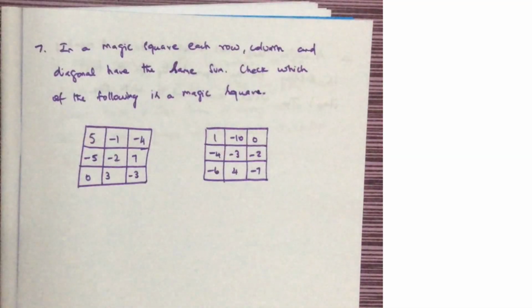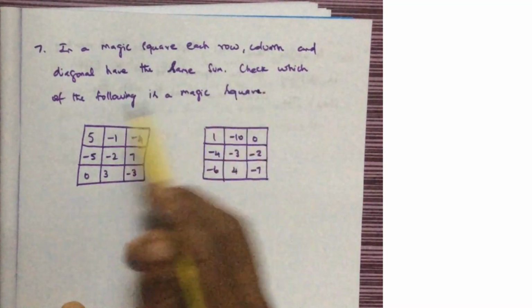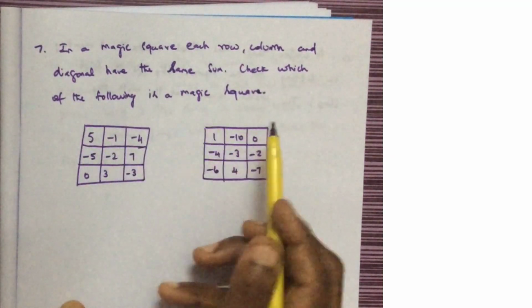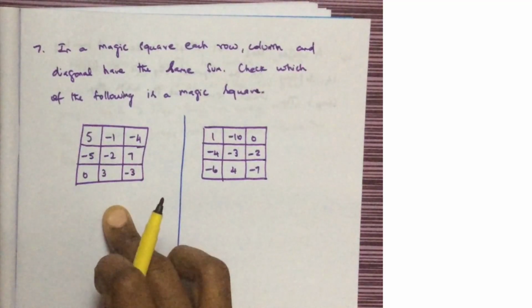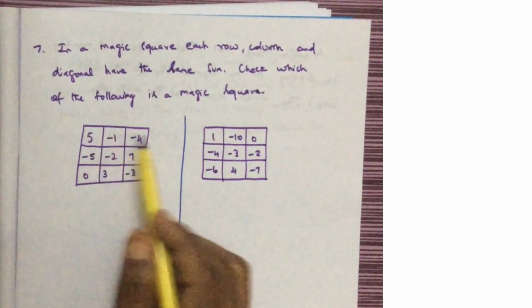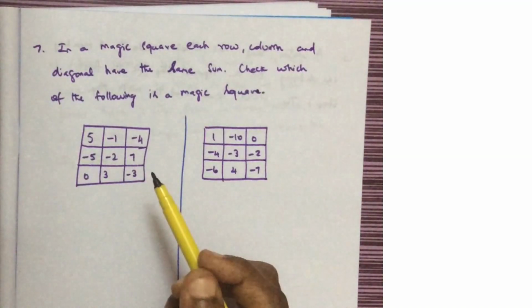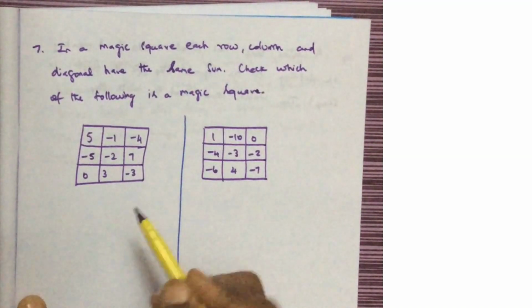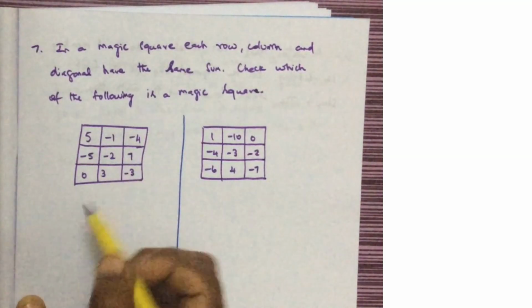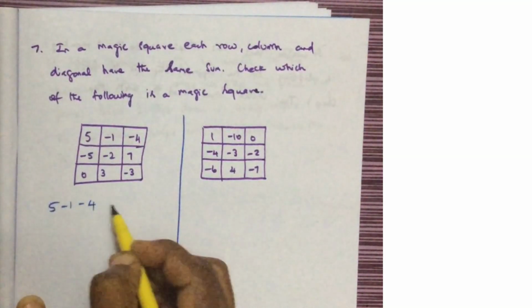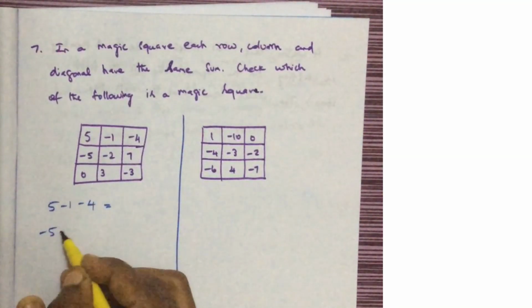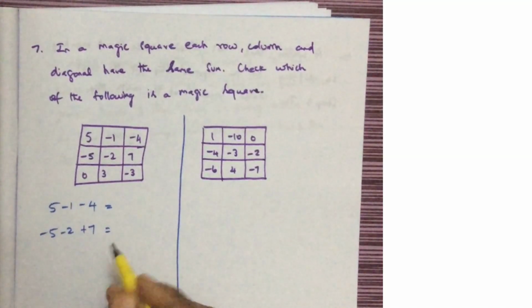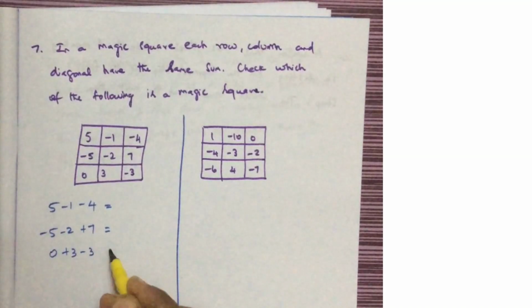Okay. Next problem is, in a magic square, each row, column and diagonal have the same sum. Check which of the following is a magic square. Now we have to check. Okay, first take this magic square. We have to add each row and column and also the diagonals to see whether they have the same sum. So you will start like this: 5 minus 1 minus 4, first row, and the second row is minus 5 minus 2 plus 7, and the third is 0 plus 3 minus 3.